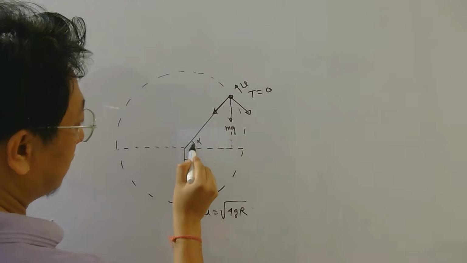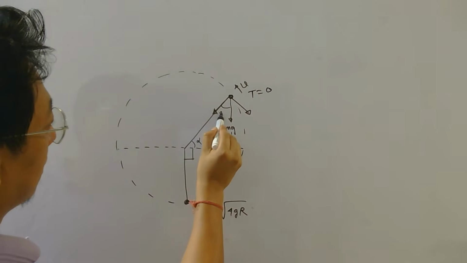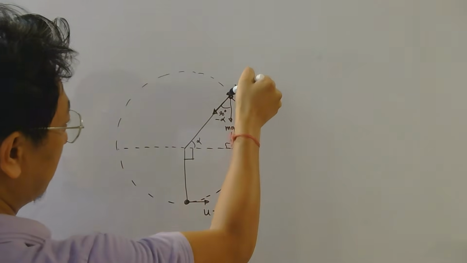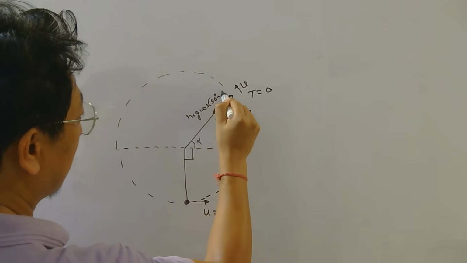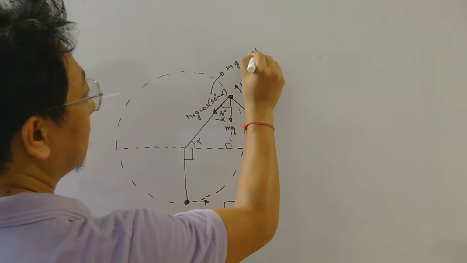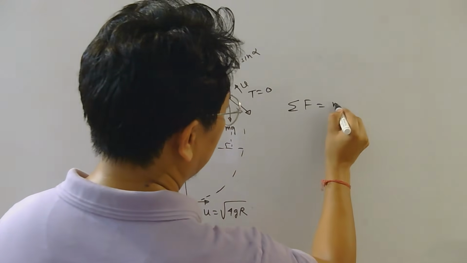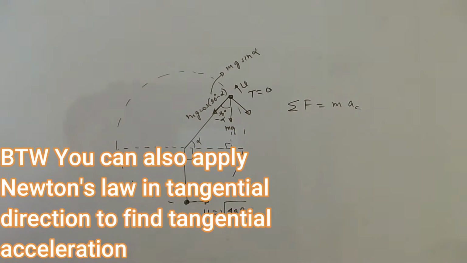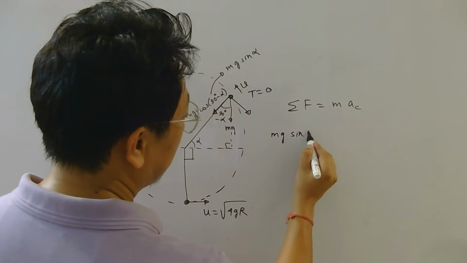So you can check if this is alpha, this is 90, so this will be 90 minus alpha, right? And therefore this component of mg towards the center will be mg cos(90 minus alpha), which is mg sin alpha. Cos(90 minus alpha) is sin alpha. So for the force towards the center, again I will apply Newton's second law in the radial direction. So total force towards the center is m into a. What is the total force towards the center this time? mg cos(90 minus alpha), which is mg sin alpha.